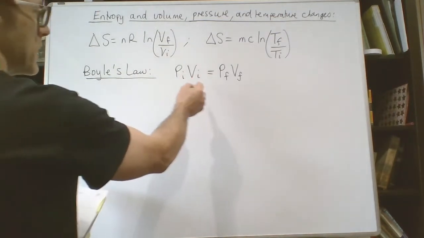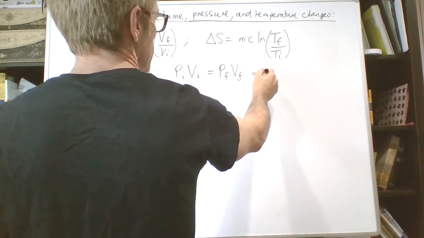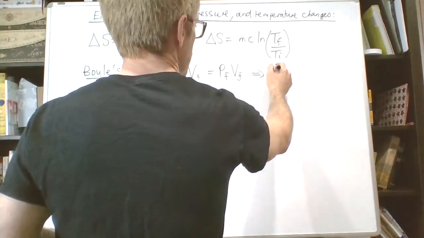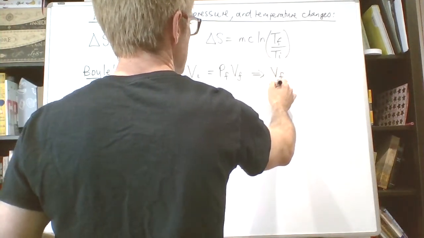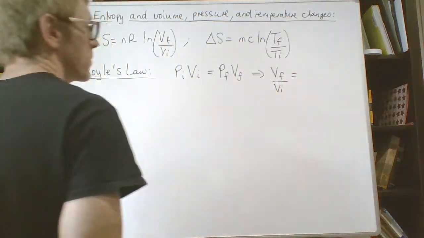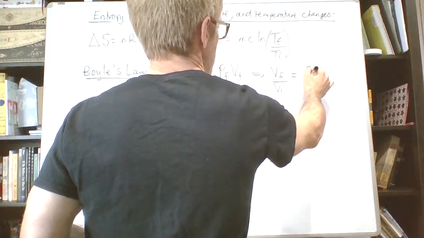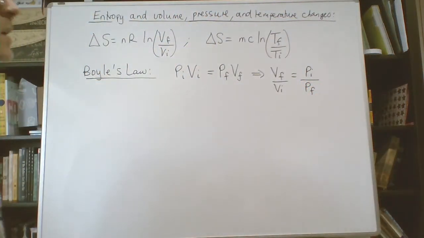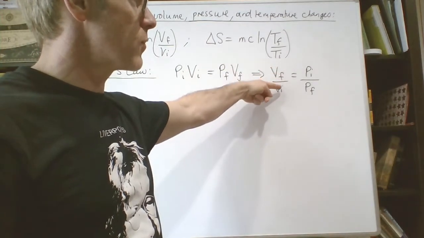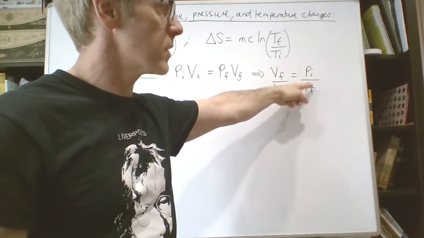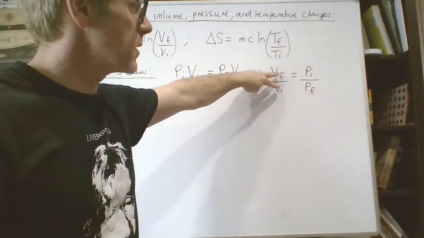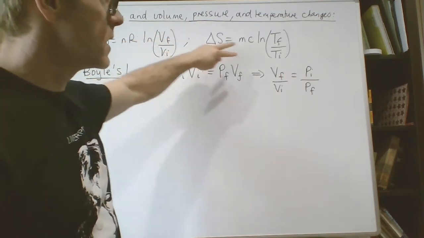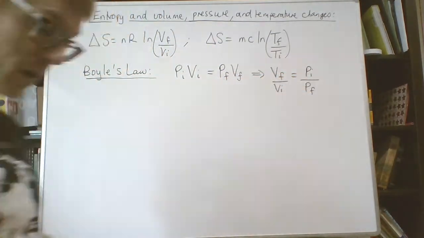Well, if we pool like terms, so we'll put the volumes on one side of the equal and the pressures on the other side, then we've got the final volume over the initial volume is the initial pressure over the final pressure. So notice the ratio here, final over initial, is reversed, initial over final for pressure. So ultimately, we're going to take this equation here with our final volume and initial volume, and we're going to replace it with initial and final pressure.